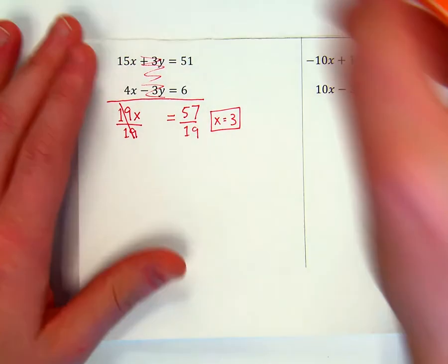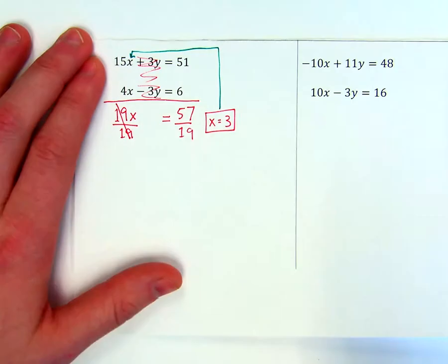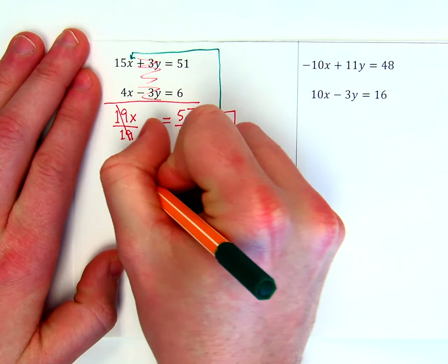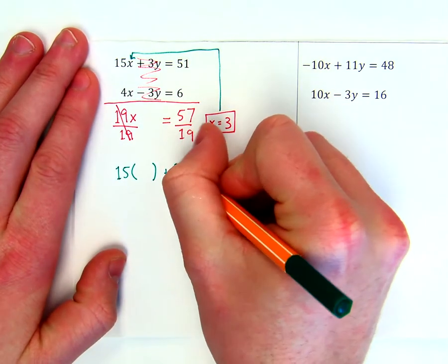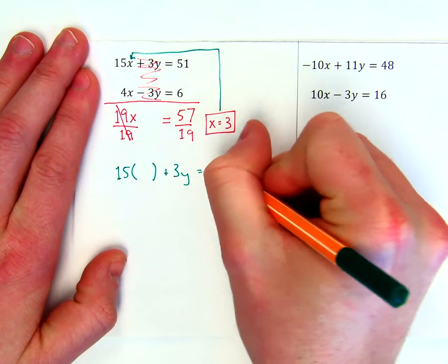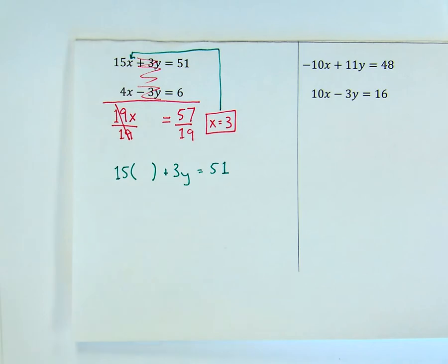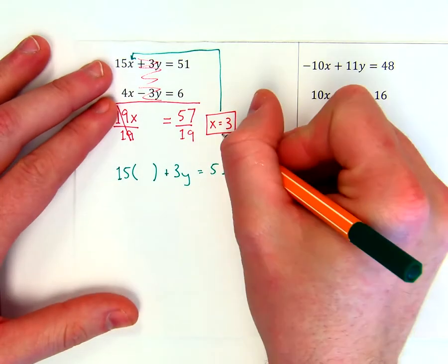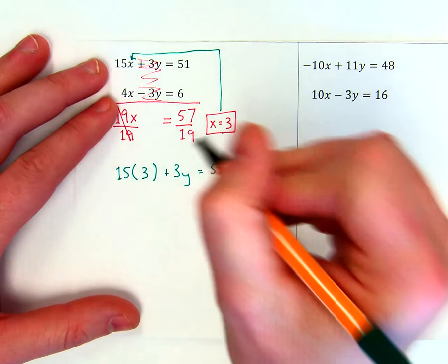Half the credit is a fool's game if we can get full credit though, so we're going to plug this x equals 3 back into the original equation. Instead of 15x, we're going to go 15 with a blank parenthesis plus 3y equals 51. Again, you could use the top or bottom equation. Out of habit, I usually just use the top, but it doesn't matter. You would get the same result either way. Remember, we're changing x to 3, so we're going to fill that parenthesis with a 3.